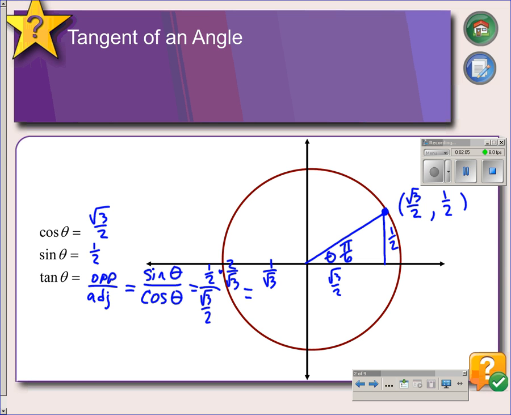And then going way back in your memory, you have to rationalize the denominator, so we would multiply this by root 3 to rationalize the denominator, multiply the numerator also, and that gives us root 3 over 3. So we can learn all of that just by knowing the sine and cosine from the unit circle. And then we find that the tangent of pi sixth is root 3 over 3 by division.